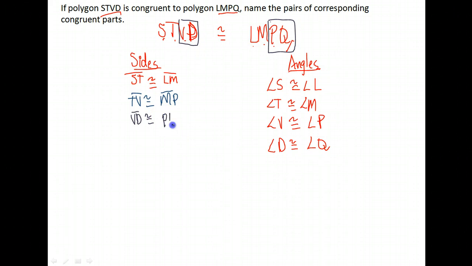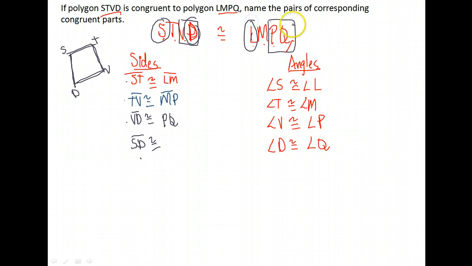Now, except for the beginning and end letter, they have to be letters that are next to one another. Notice this has 4 letters. It should have 4 sides, and right now I have 3 sides listed. That last side will be the first letter and the last letter, because if I had a 4-sided figure and named it STVD in that order, we have ST, TV, VD, and then that last side connects the first and last letter. So my final side is SD, and it should correspond to the first letter in this name, L, and the last letter in this name, Q.